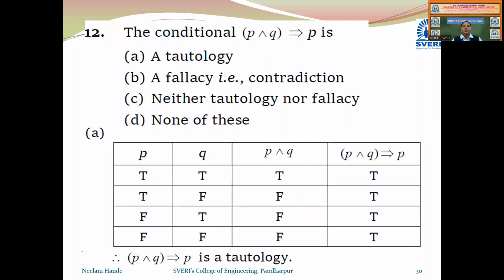Chalo. The conditional is now we'll read the option first. Tautology, contradiction, neither tautology nor fallacy. Option number A. Tautology. Very good.